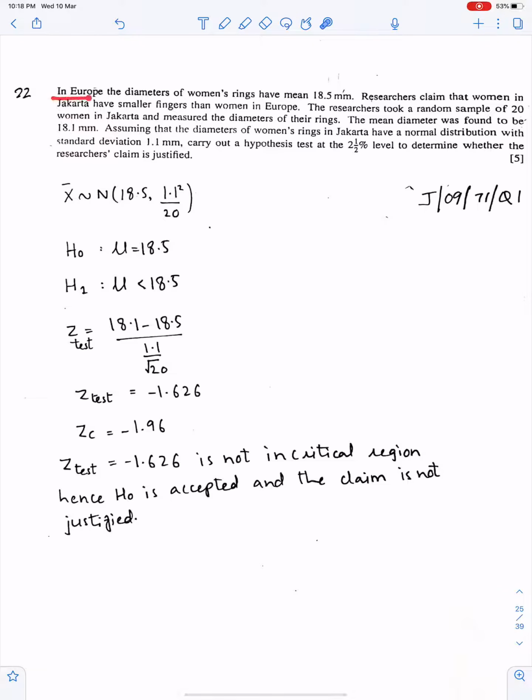Question 22. In Europe, the diameters of women's rings have mean 18.5 millimeter. This is mu. Researchers claim that women in Jakarta have smaller fingers, so a lesser sign must be here than in Europe. The researchers took a random sample of 20 women in Jakarta and measured the diameter of their rings. The mean diameter was found to be 18.1. This is the test value.